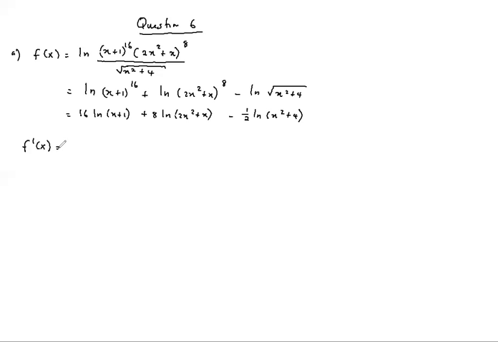So to differentiate, that will be 16, the numerator there, because the derivative of x plus 1 is 1. So we'll just take the x plus 1 down, plus 8. The derivative of 2x squared plus x is going to be 4x plus 1, and then divide by 2x squared plus x, minus, this is half. The derivative of x squared plus 4 is 2x, and then divide by x squared plus 4. If you have the energy to simplify, please simplify, but this is the solution.